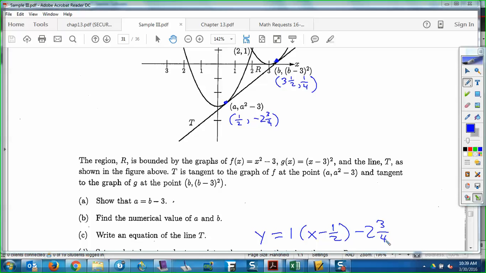Okay, just write your y, put your slope in for m there, pick either one of those points, put it in for the a and the b there, and you got that.